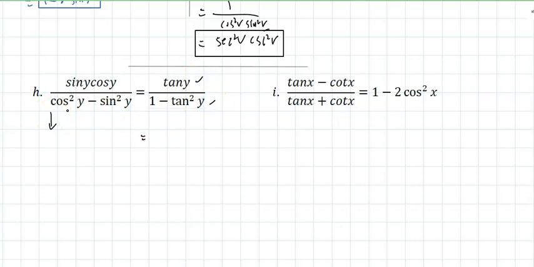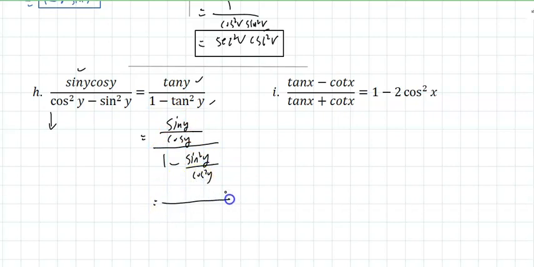If you clean the left side out and play with that, it's very hard to see a tangent over 1 minus tangent squared. But if I write tangent as sine and cosine, I could see this easily in terms of sine and cosine. So this is sine of y over cosine of y over 1 minus sine squared of y over cosine squared of y. And this is a complex fraction.